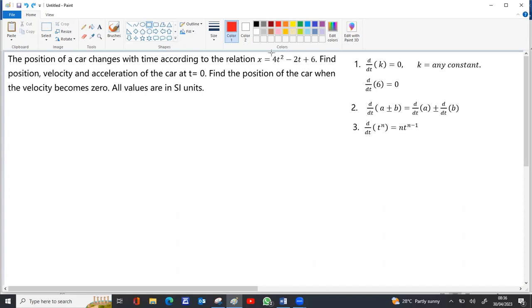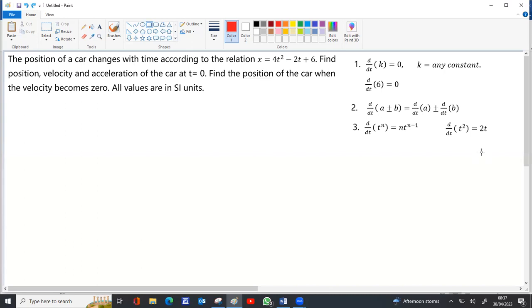So here, if you take as an example t squared, d by dt of t squared: the 2 will come down, and the exponent is t raised to 2 minus 1, which is 1. 1 we normally don't write. So d by dt of t squared is 2t. Even d by dt of t: t means the exponent is 1, so 1 into t raised to 1 minus 1, which is t⁰. So d by dt of t will be just 1. The same rule you can apply here.